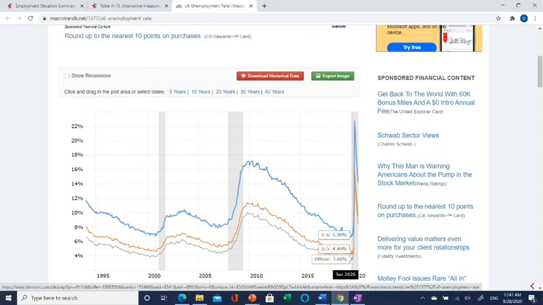And during the 2020 COVID recession, the official rate is at the highest point so far. The official rate was 13.3%, but if we count all these people working part-time for economic reasons and also those people who are marginally attached to the labor force, discouraged workers, the unemployment rate would be 21.2%.